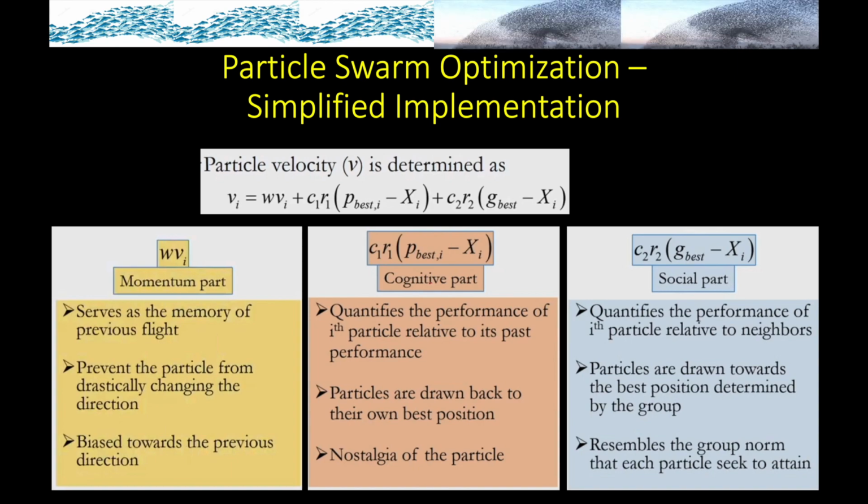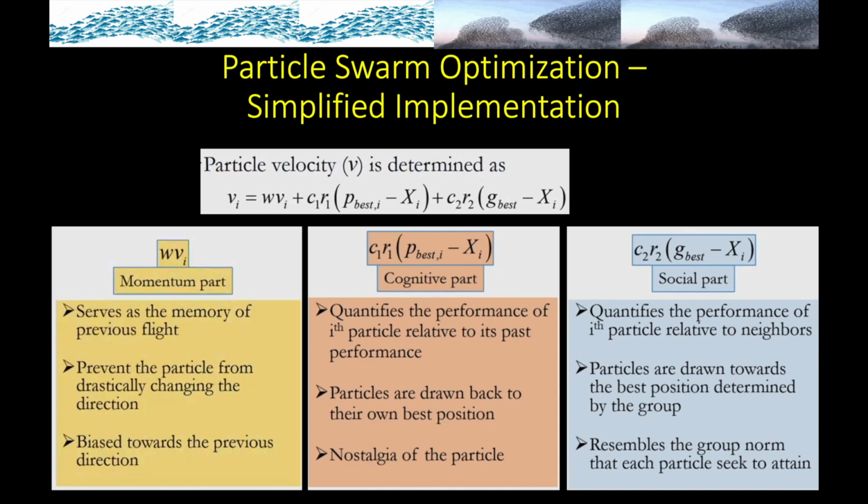It's pulling all the particles towards a single best position that is determined for all the particles in the swarm. The particles are drawn towards the best position determined by the group, so it's a group decision, and for the whole group the best position has been determined and particles are continuously pulled towards it. It resembles the group norm that each particle seeks to attain. It's kind of like asking each particle that, as a group, we have found this as the best position, you should all come up and pull yourself towards this particular person or this particular position.